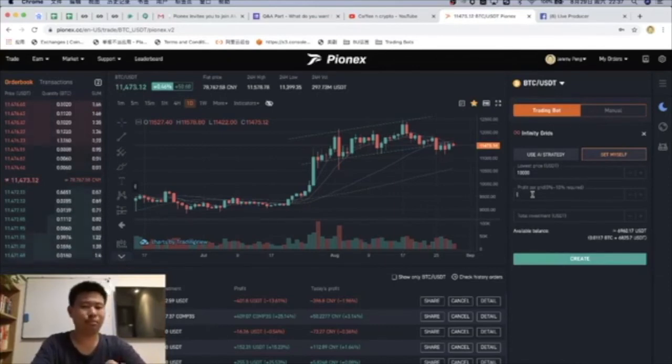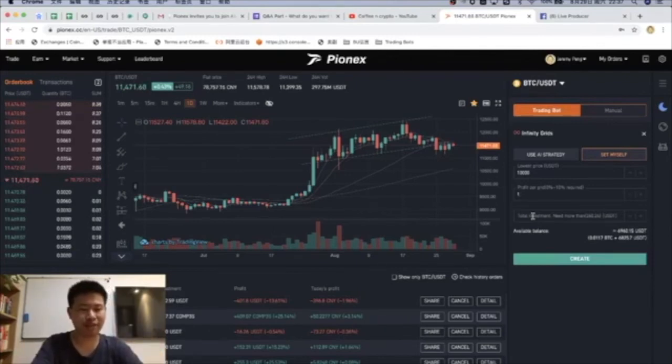And the profit per grid, for example, I just want to set 1%. That means each time the price goes up 1%, it will help you to sell for that 1% profit. And the coins you're holding are always worth the investment at the beginning.